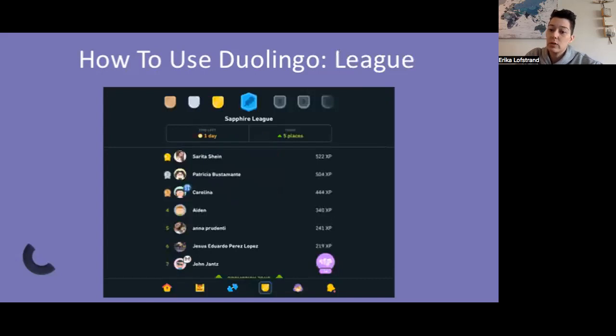Another way that Duolingo encourages continued engagement is with this league feature. So users are ranked against each other from all over the world, and then they are promoted or demoted every Saturday based on how many lessons they have completed. This takes the gamification model to a more competitive level.